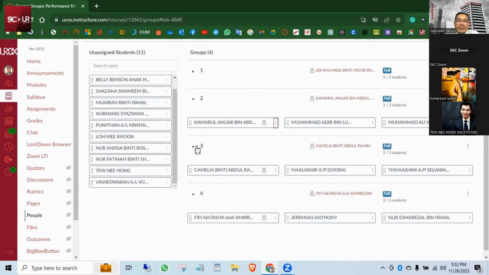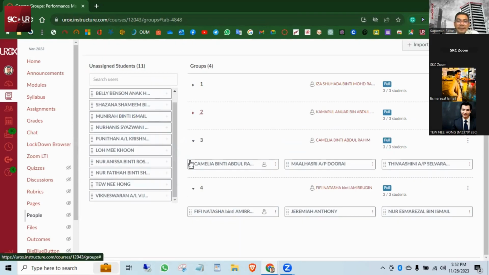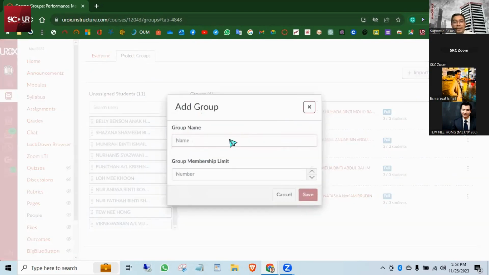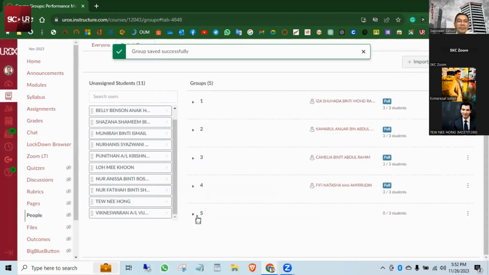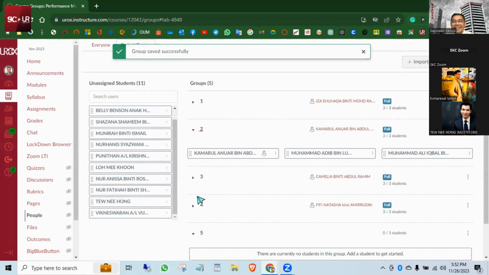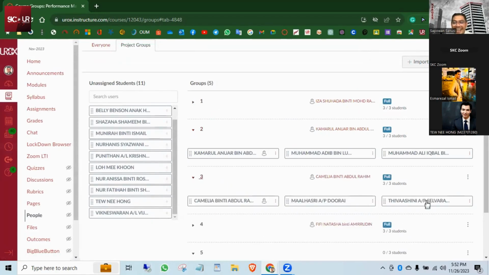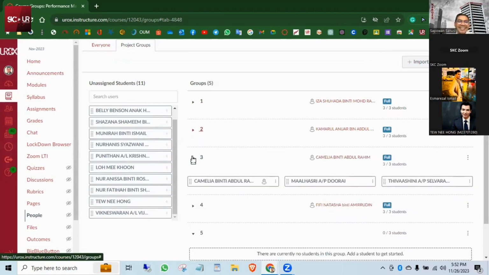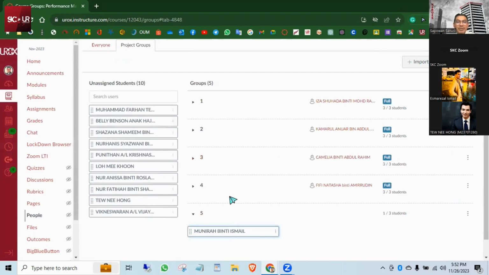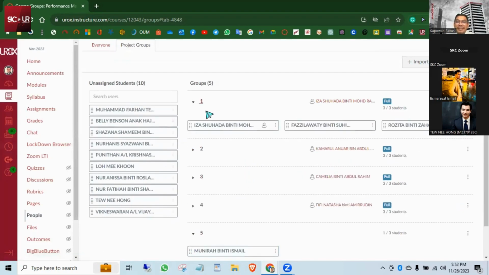Right. Then from group 5. Prof, boleh tukar grup Prof? Group siapa ni? Adib nak dengan siapa? Saya nak dengan Camelia boleh? Dah penuh dah ni. Dah penuh dah ya? Okey, penuh tak apa Prof. Okay. Prof, Munira. Iza penuh? Penuh Iza dah.